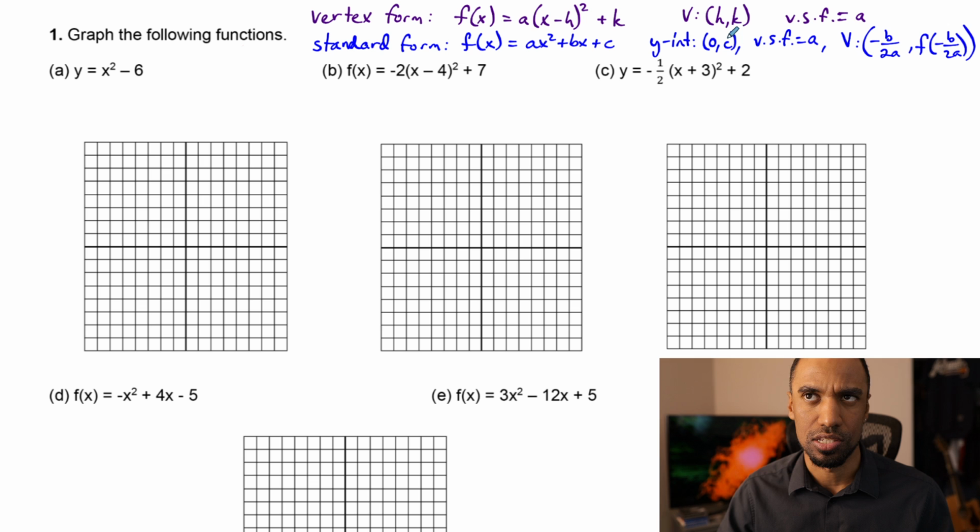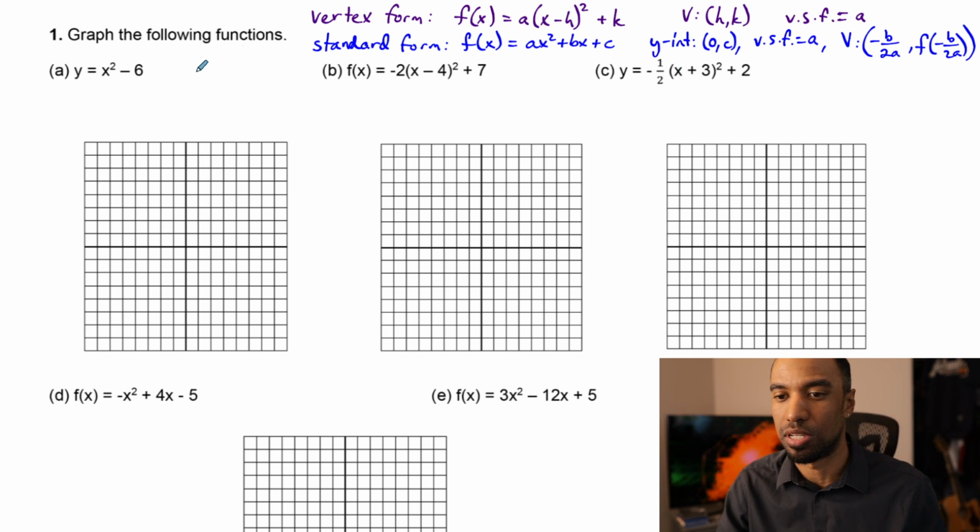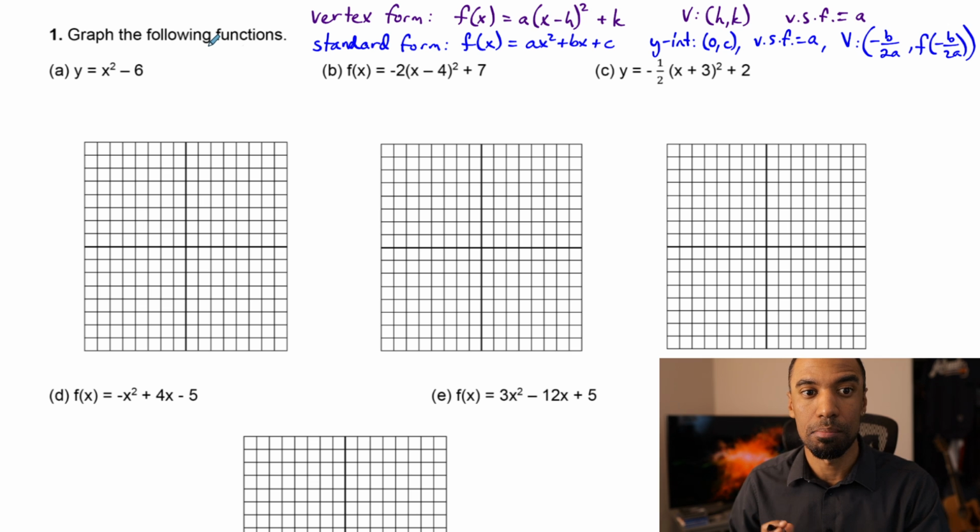It's not a third point. That's a second point and a corresponding point across the axis of symmetry. I want to remember to keep talking about that as well. Let's do some problems, shall we?